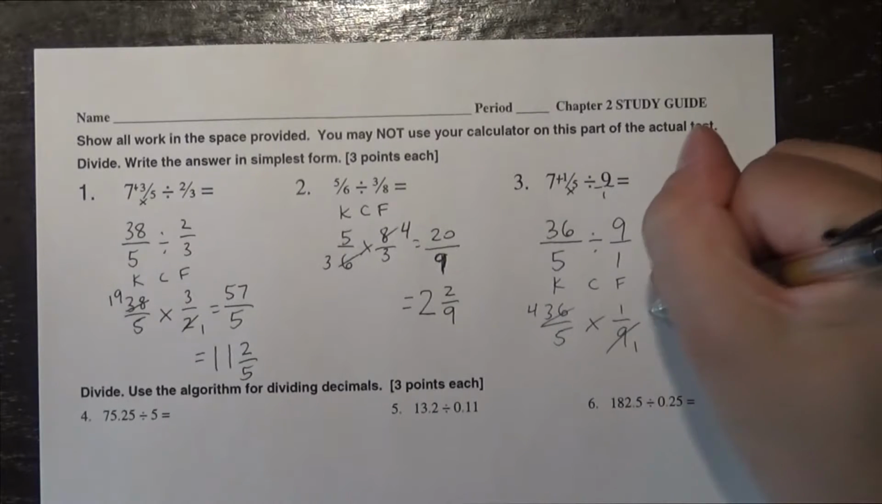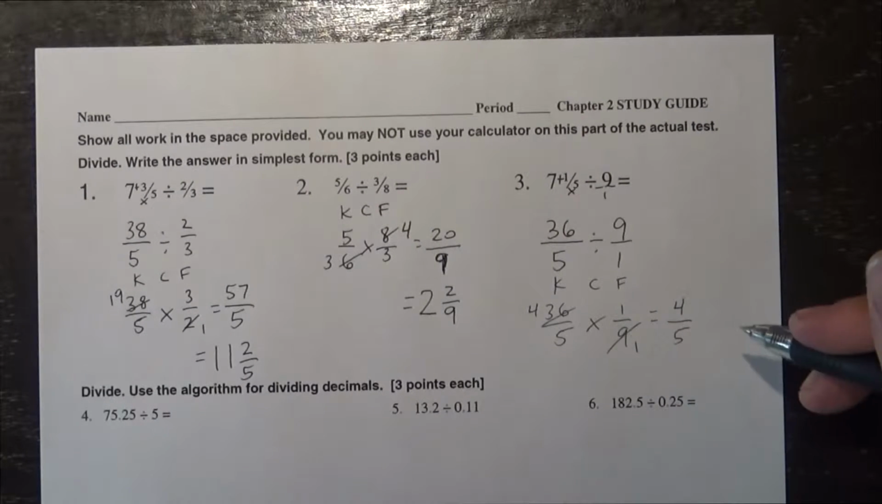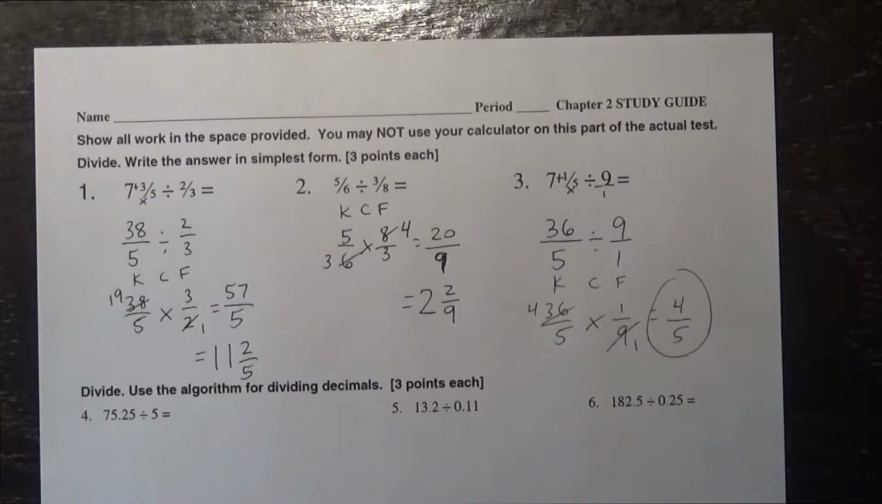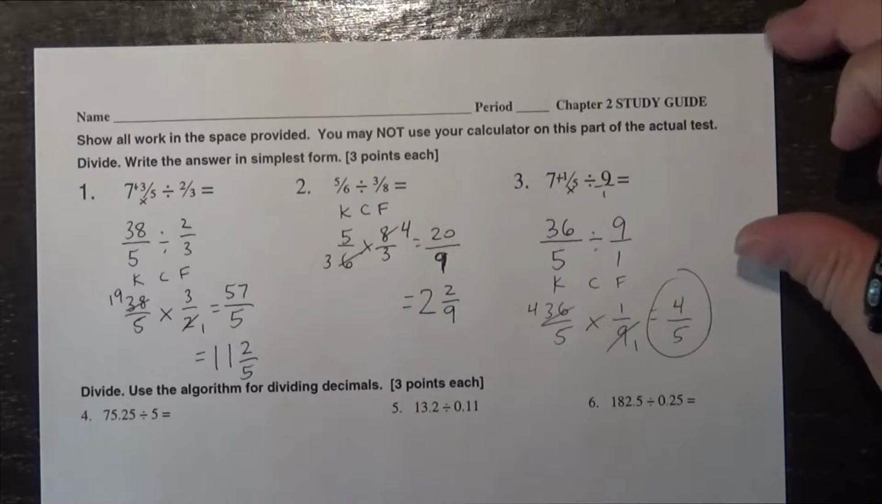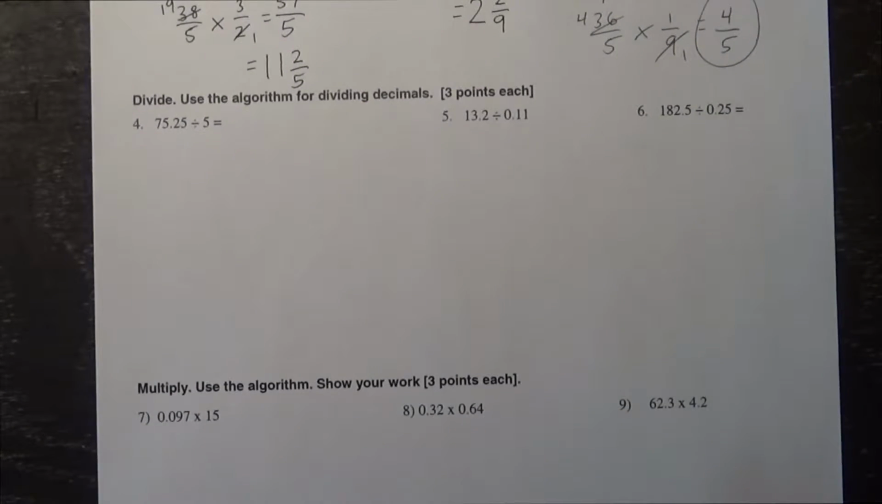So now I can multiply across. 4 times 1 and 5 times 1. That's 4/5. And that just happens to be my most simplified answer, 4/5. Can't get any simpler than that. All right, moving along to this next set.